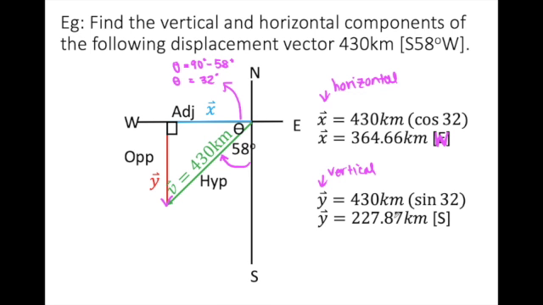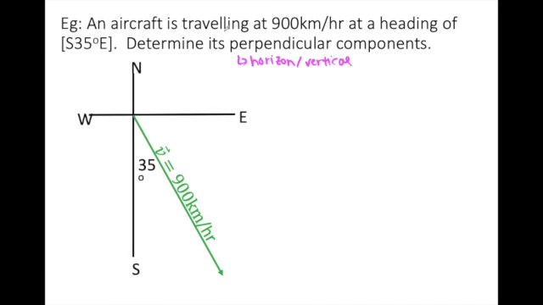Again, same thing. We're going to go through one more example of doing the exact same thing. Horizontal, always cosine. Vertical, always sine. An aircraft is traveling at 900 kilometers an hour at a heading of south 35 degrees east. Determine its perpendicular components. So that means its vertical and horizontal components. That's the same thing. So draw 900 kilometers, and then we know that it's south 35 degrees and then east.